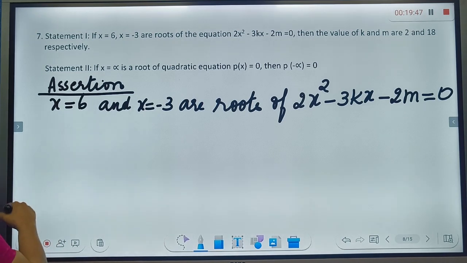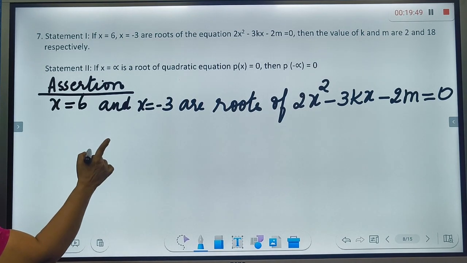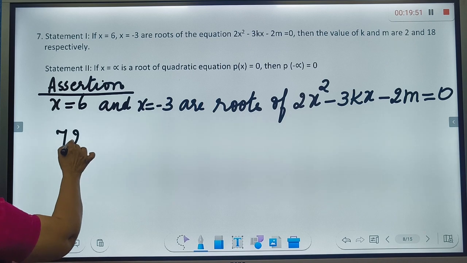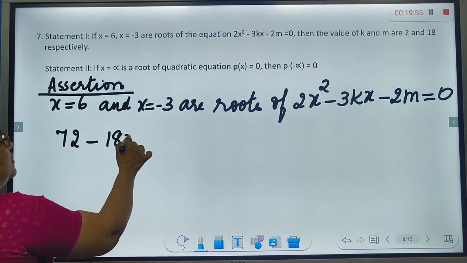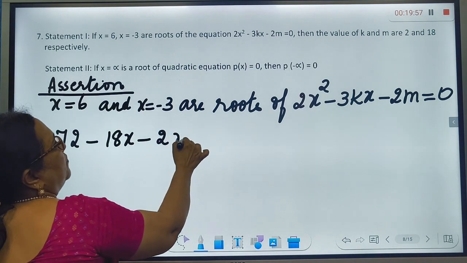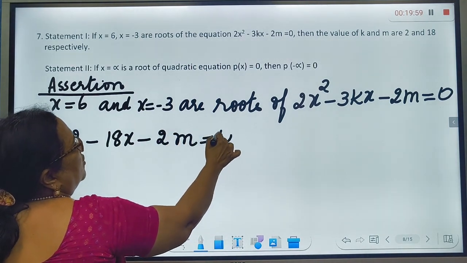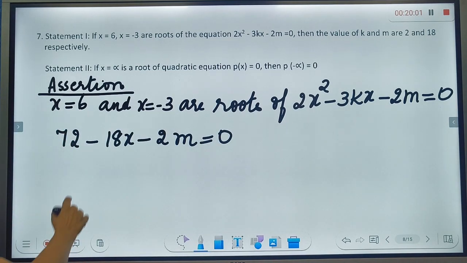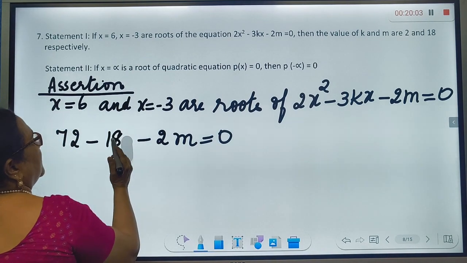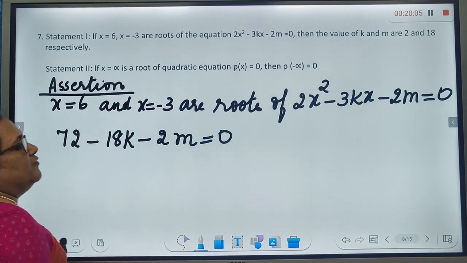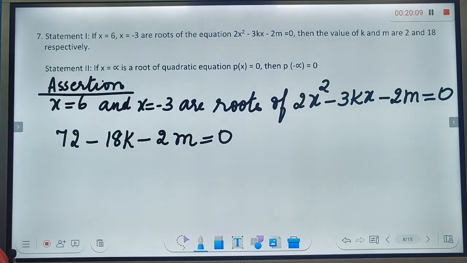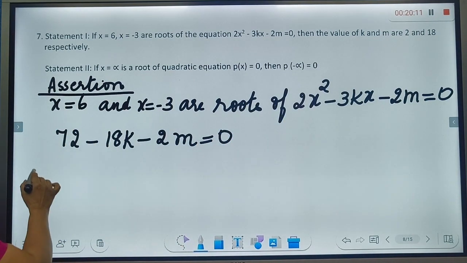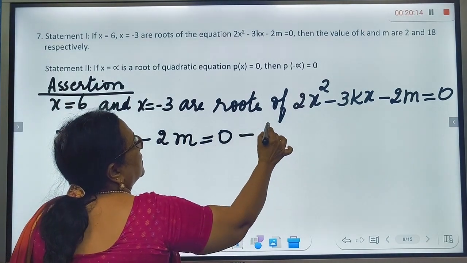So let me first put x equal to 6. 6 square is 36. 36 into 2 is 72. Minus 3 into x is 18k, minus 2m equal to 0. For x I am substituting 6, so minus 3 into 6, minus 18k. So this is one equation.